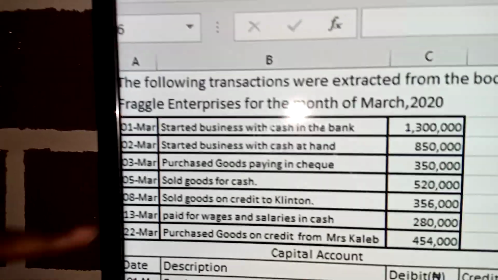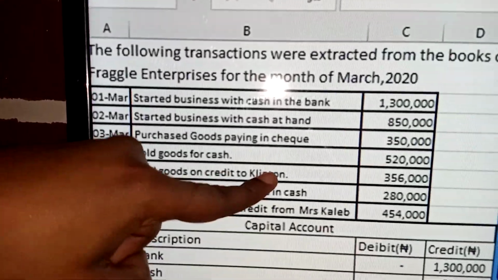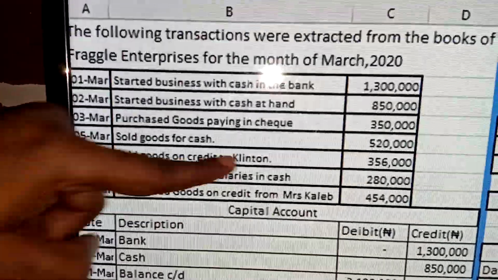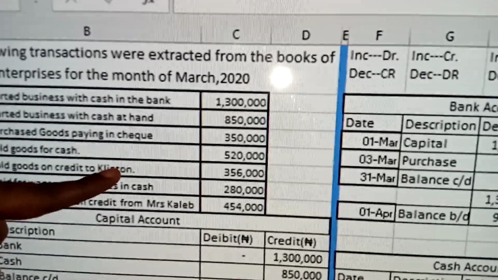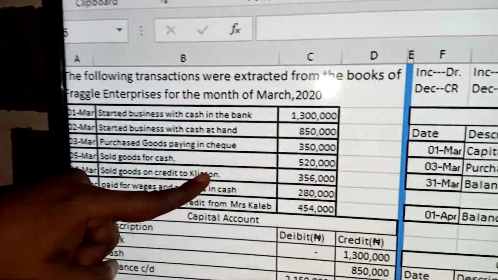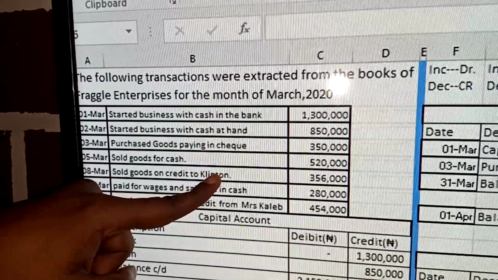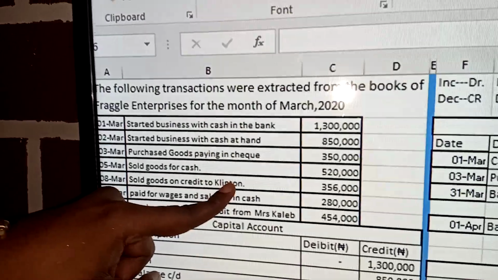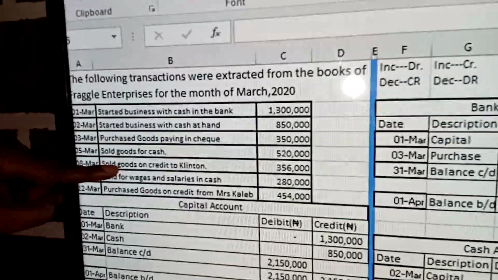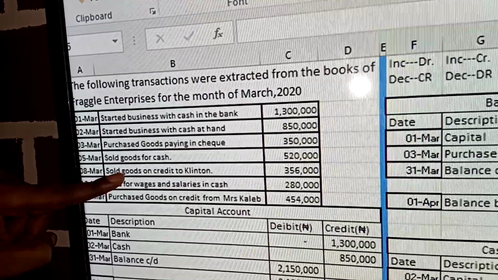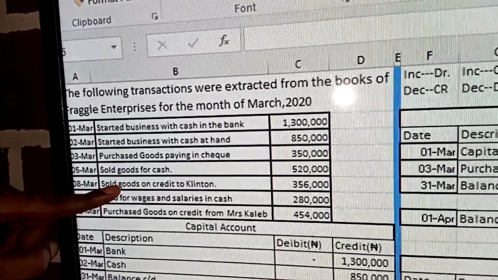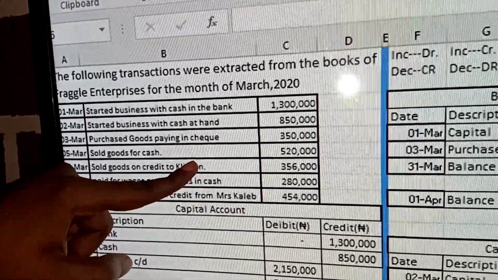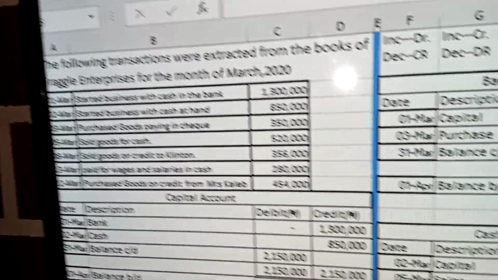The next one here, 8th of March, said sold goods on credit to Clinton, 356,000. There are two items here. We have sales and Clinton. Remember, when you sell on credit to an individual or an organization, that individual or that organization is what? Is a creditor. And creditors are what? Liabilities. Sales here is an income. Remember the rule, when sales increase, you credit. When it decreases, you debit. When liability increases, you credit. When it decreases, you debit. So here, sales is increasing.